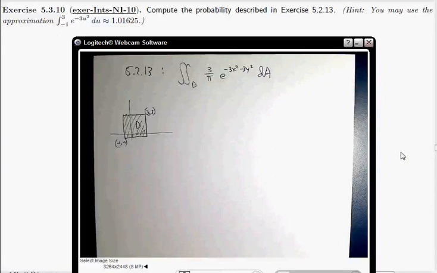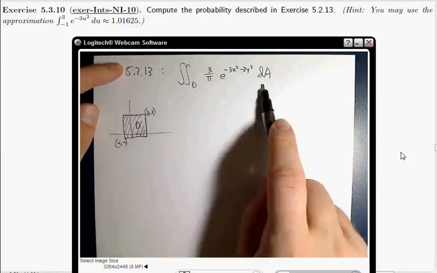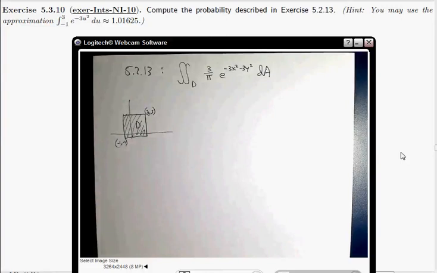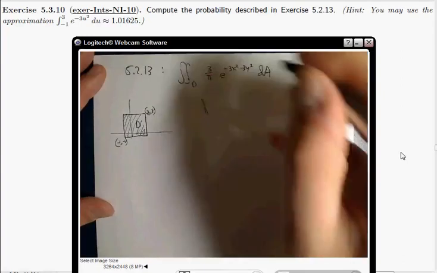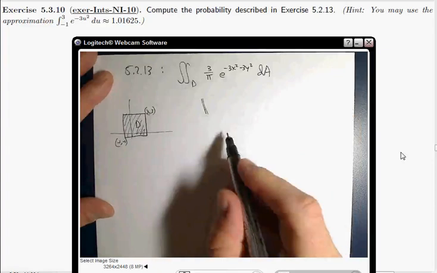Okay, so this problem, NI10, asks us to compute the probability described in exercise 5.2.13, and this is the integral that ends up in exercise 5.2.13. The problem also gives us a hint that a particular single variable integral is a particular value, and we're going to take advantage of that in a couple of minutes. So the first thing we need to do is to rewrite this double integral as a nested integral.